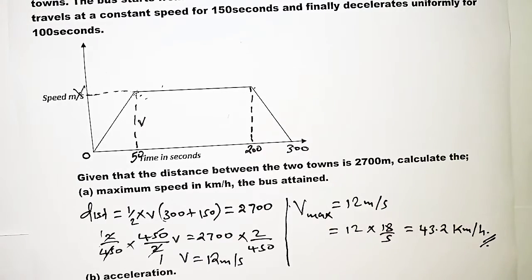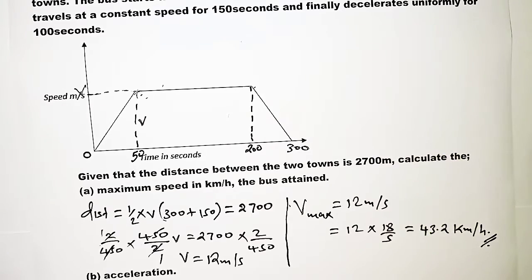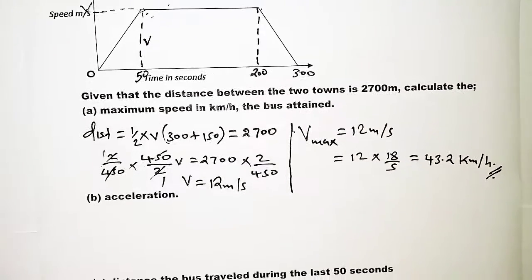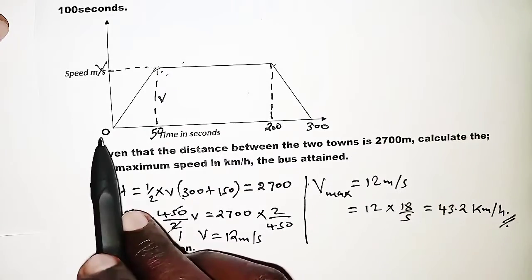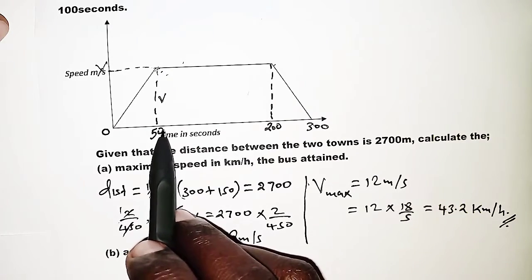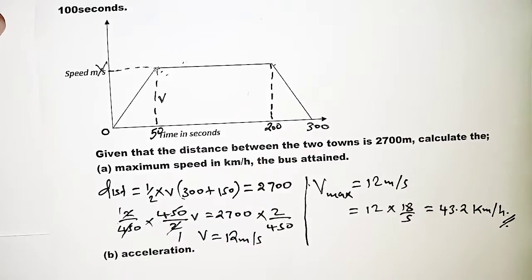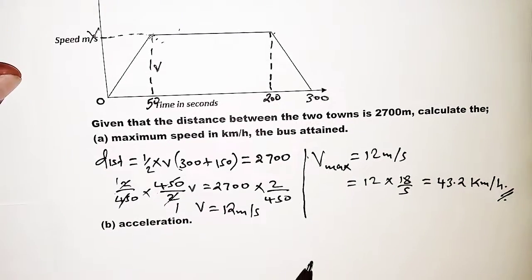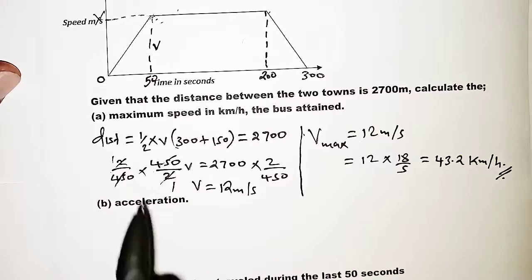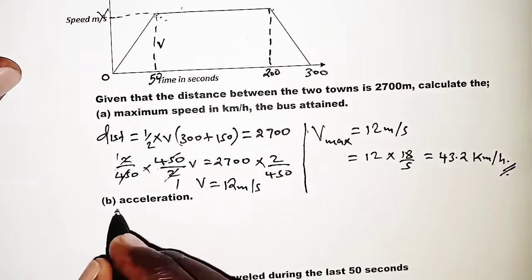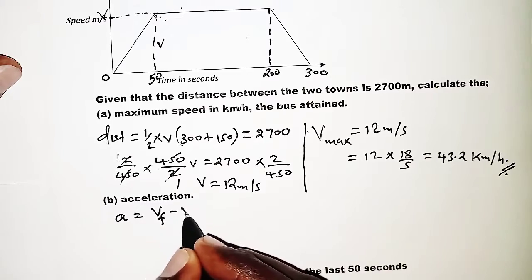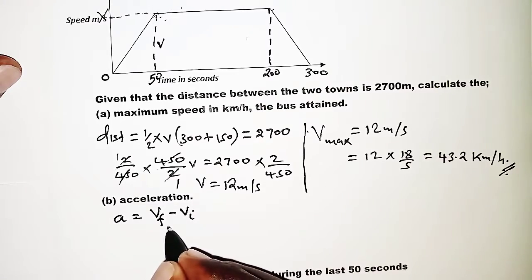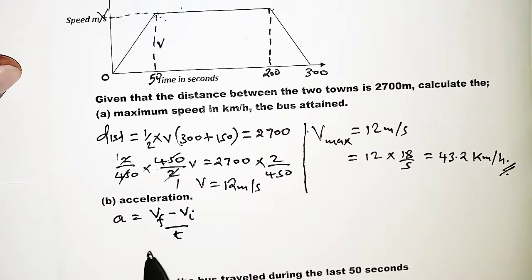So that's for part A. For part B, we are required to get the acceleration. So between 0 and 50 seconds, we have acceleration. We're going to have acceleration, the final velocity minus initial velocity, all over the time taken.